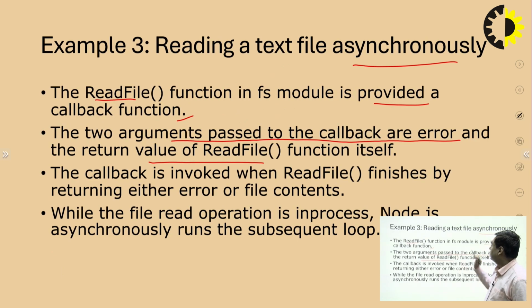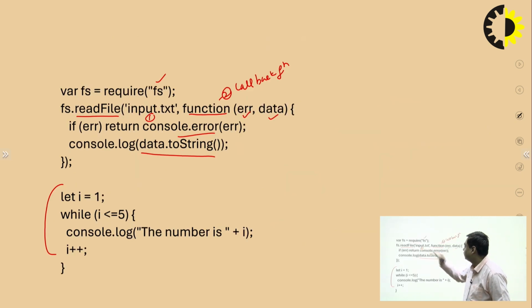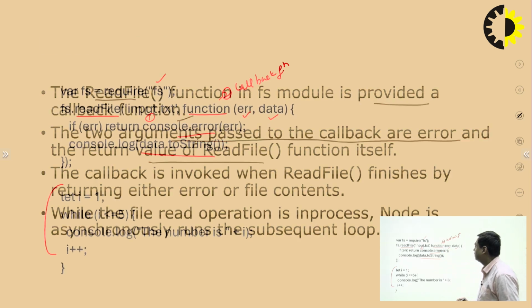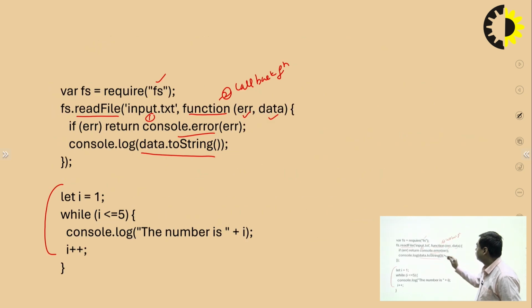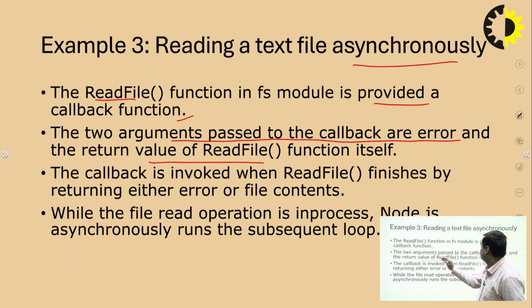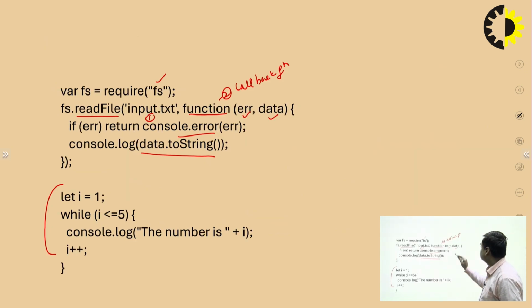The readFile function is provided with the callback function. Here you can see in the code, the readFile function is provided with a callback function. It will take two arguments. We have given the first argument, and this is the second argument. And the callback is also taking two arguments. This is the first and this is the second.